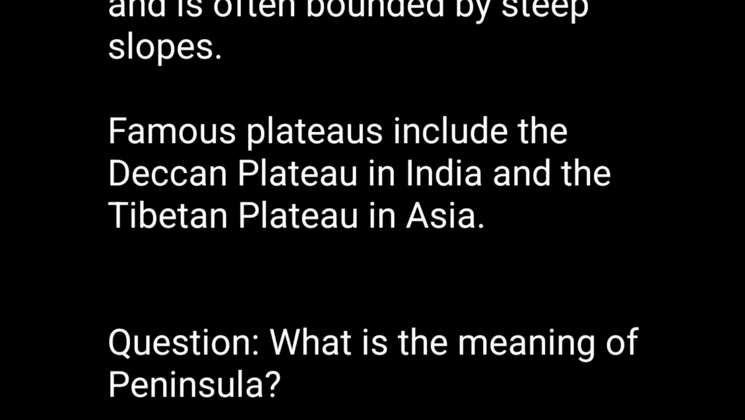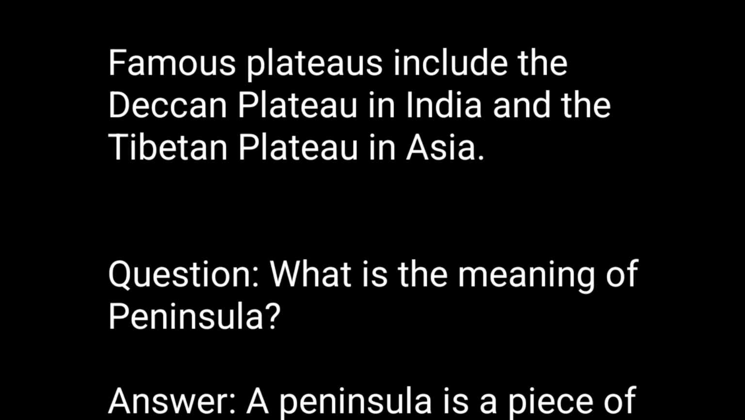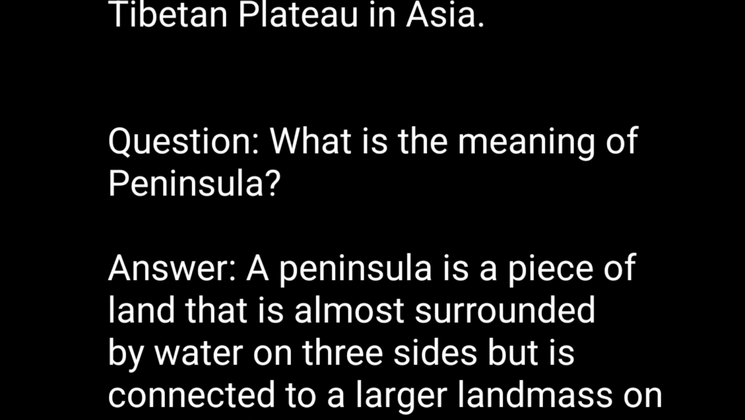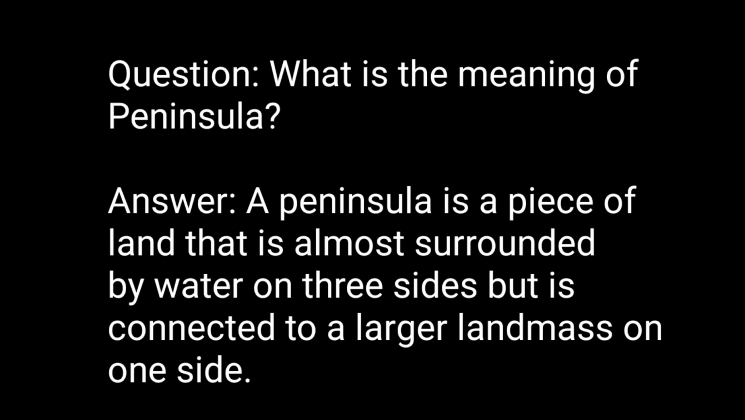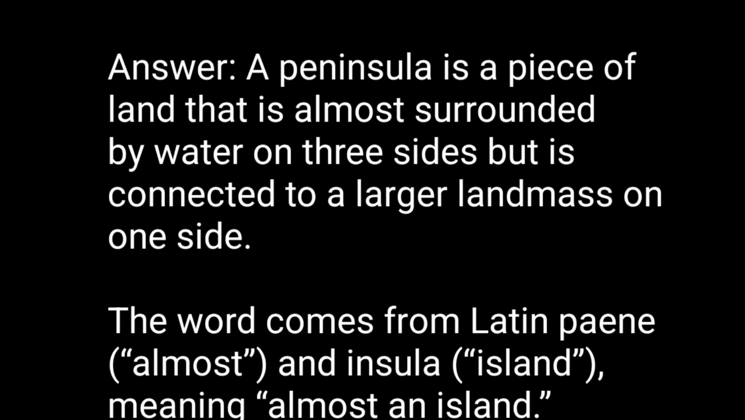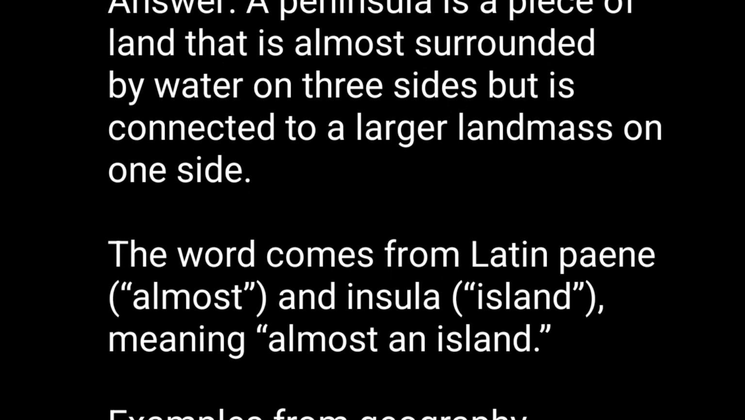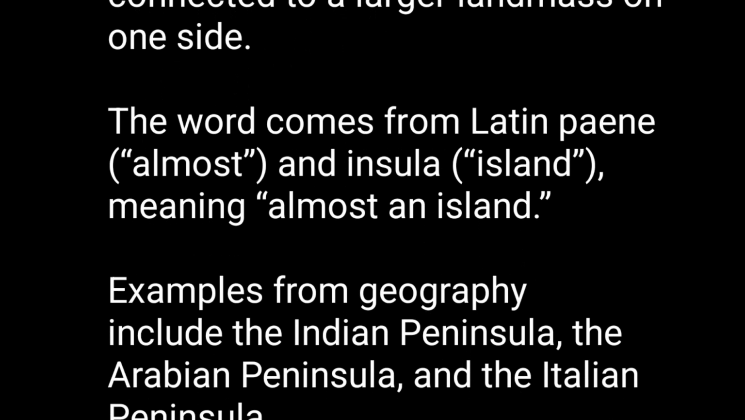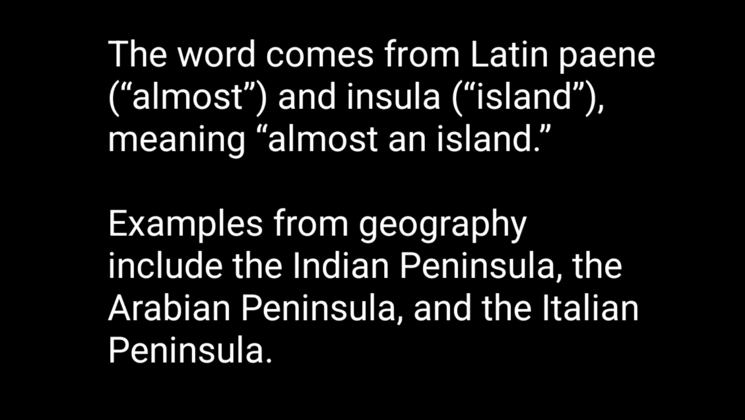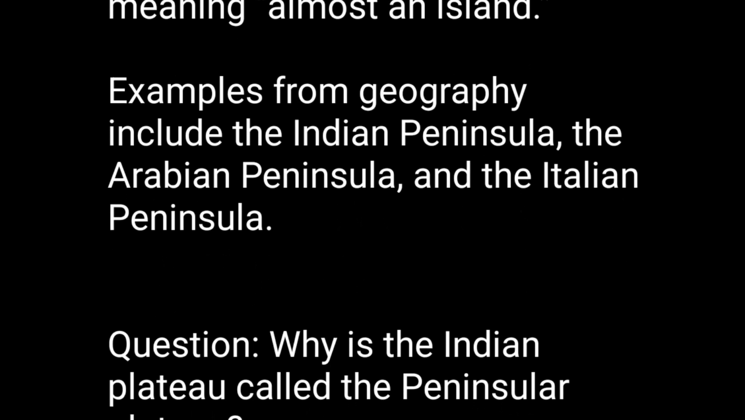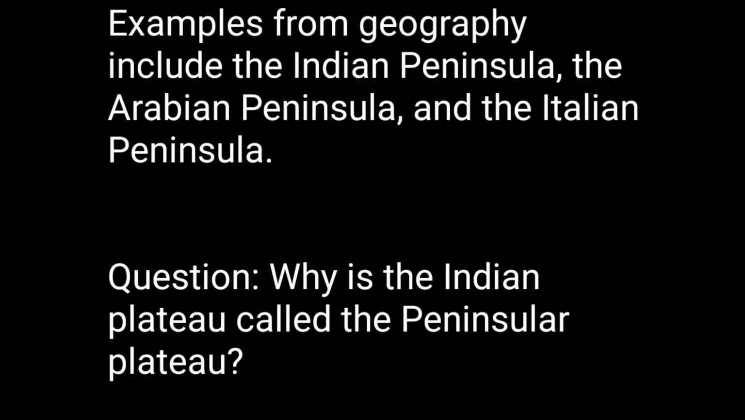Question. What is the meaning of peninsula? Answer. A peninsula is a piece of land that is almost surrounded by water on three sides but is connected to a larger landmass on one side. The word comes from Latin pen, almost, and insula, island, meaning almost an island. Examples from geography include the Indian Peninsula, the Arabian Peninsula, and the Italian Peninsula.